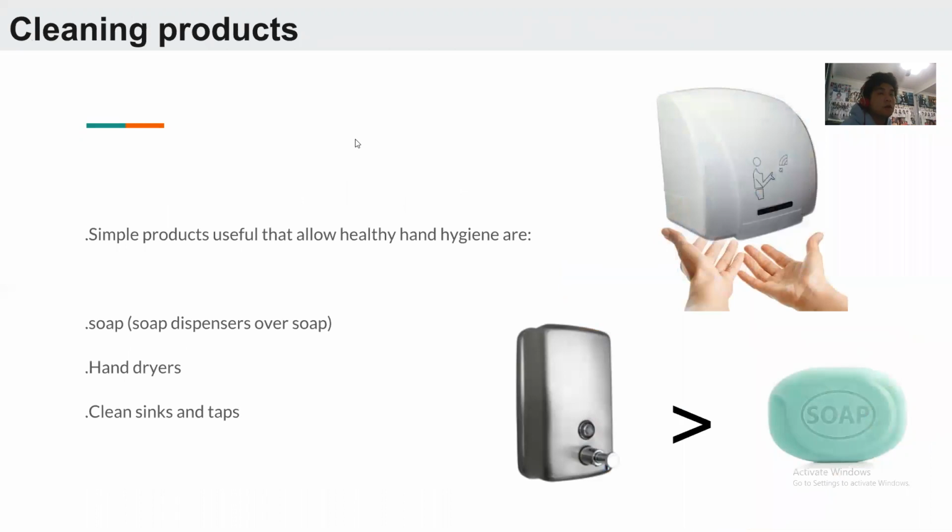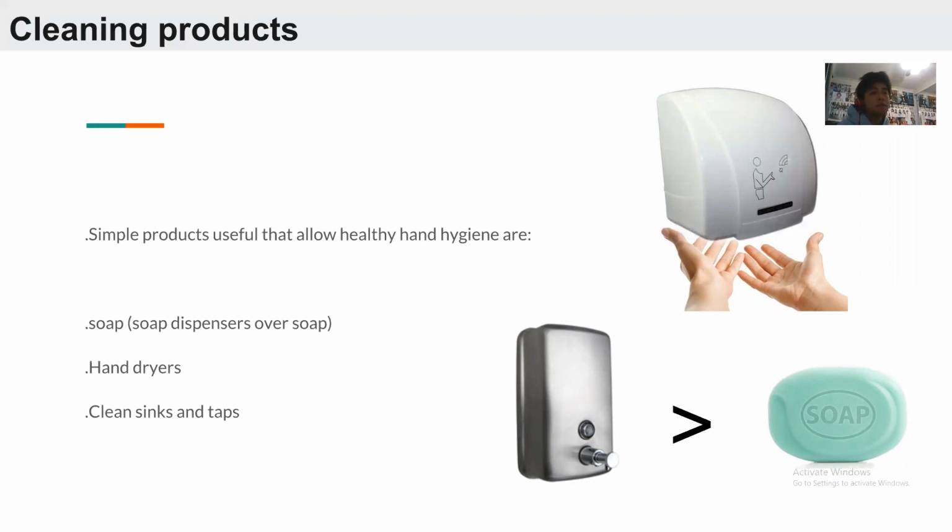Now, moving on, there are cleaning products invented to help us combat this. Simple products that we can find anywhere, even in our house, are useful. For example, soap. Soap is the main tool to kill germs, and soap dispensers are always preferred over bar soap, as germs and bacteria can live and reside within normal soap, unlike dispensers.